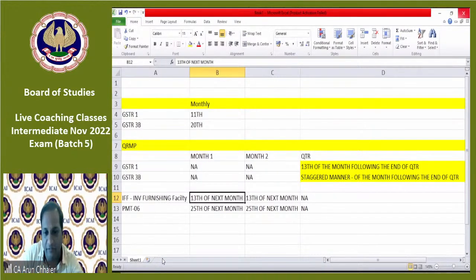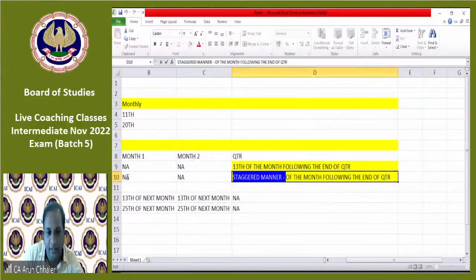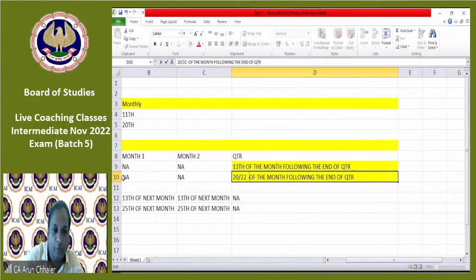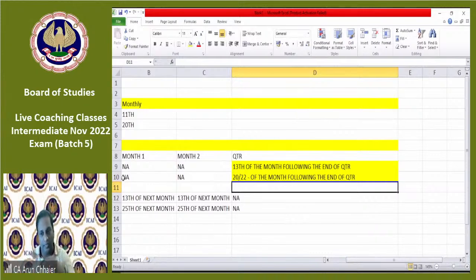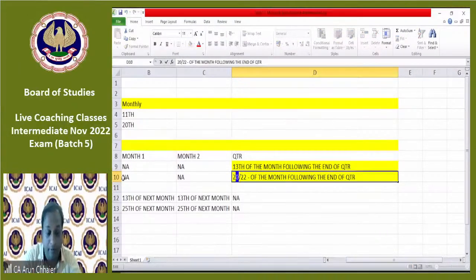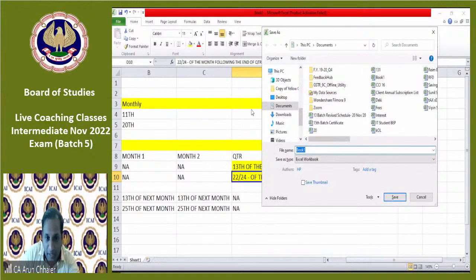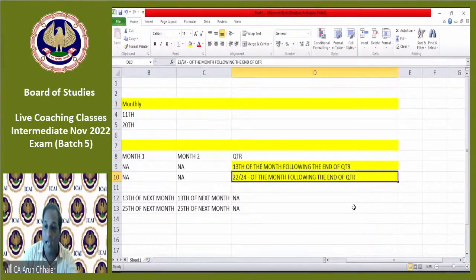Staggered manner means they are fixing the due dates: 22 for category state number 1, and 24 for category state number 2. You may ask why these due dates? Simple reason, so that on the last day there would be no huge workload and my system will not stop working. Sakti, kindly confirm. Ankur, please confirm that the PMT-06 part is clear. IFF is yet to be explained.